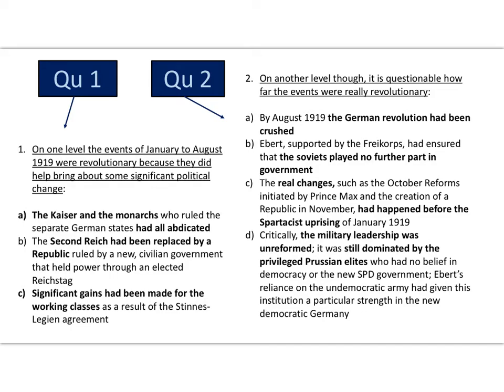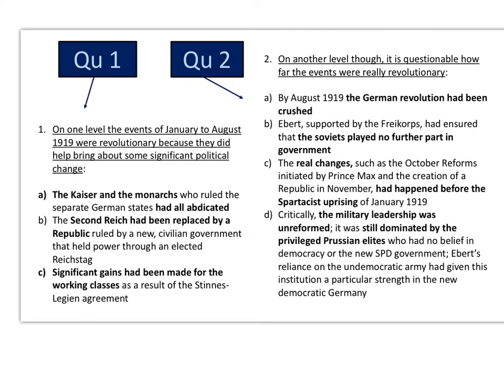So the detail then, just to finish this off, so you've got those question 1, question 2, question 3. So here's the answer to question 1. On one level, the events of January to August 1919 were revolutionary because they did help bring about some significant political change. Okay, so the Kaiser and the monarchs who ruled the separate German states have all abdicated. The Second Reich has been replaced by a republic, and the new Germany will be ruled by a new civilian government that will hold power through an elected Reichstag.